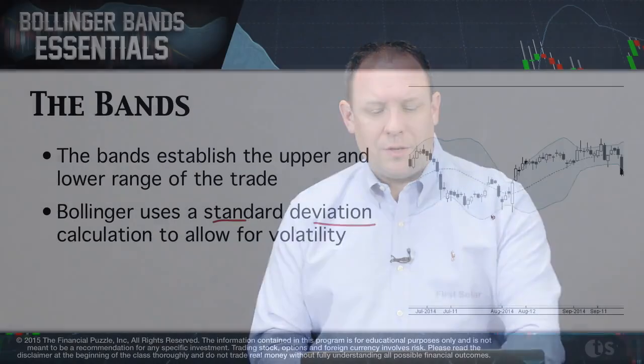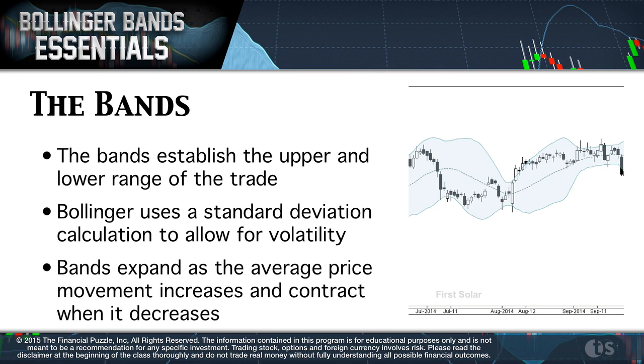That's math that you and I don't need to mess with. The computer does all the work. You just need to know in theory and in principle here, it's a standard deviation off that moving average. And then the result here is we have a situation where the bands expand as the average price movement increases, and the bands contract when the average price movement decreases.